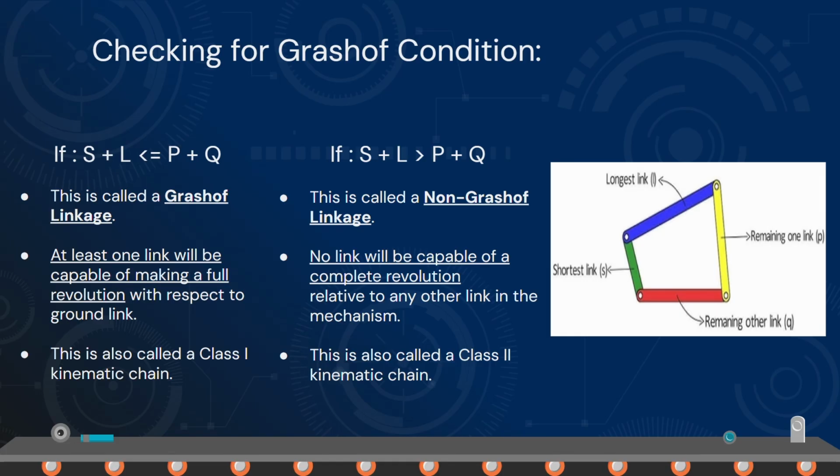On the other hand, if the length S plus L is greater than the length P plus Q, the linkage is classified as a non-Grashof mechanism or a class 2 kinematic chain. Here, no link can make a complete revolution relative to the others. This analysis helps us to identify the type of mechanism we design and its operational capabilities. Now, my friend Ajay Kumar will take over the synthesis part.